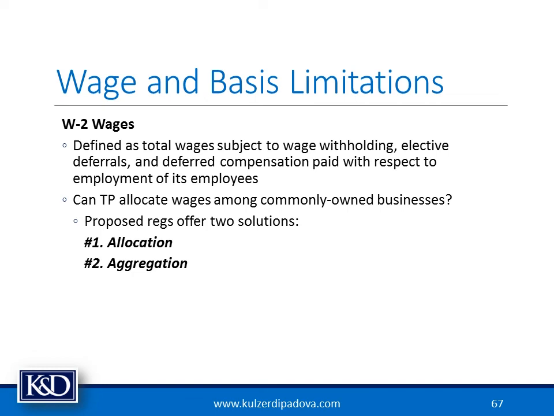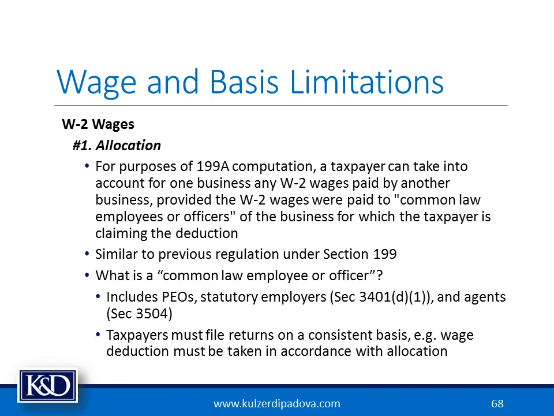So the question was, is there a way that we're going to be able to move those wages over somehow? And the proposed regs gave us two solutions. The first is allocation. Under 199A, and this is a general tax rule, a taxpayer can take into account for one business any W-2 wages paid by another business as long as those wages are paid to a common law employee or officer.